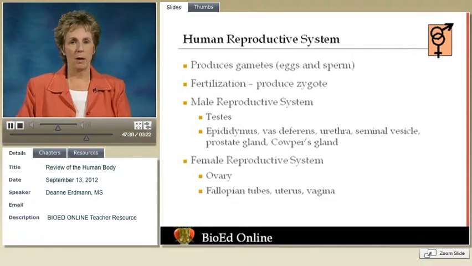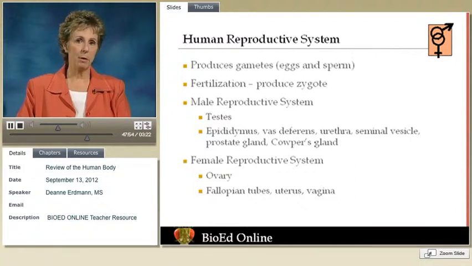Now, the rest of the parts of the reproductive system are there to maintain these reproductive cells, to make it possible for them to join, and then maintain that developing embryo to a point where it can survive out in the cold, cruel world. And I've listed the parts of the male and the female reproductive system, but we're going to look at a diagram of each in just a moment, and we'll go over the functions.